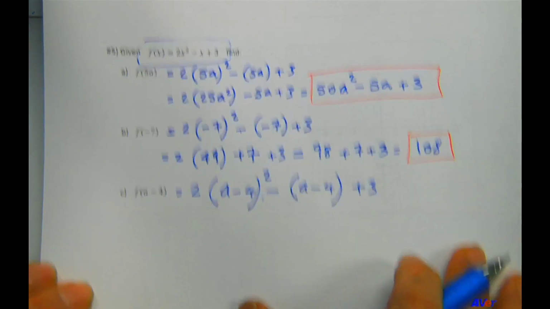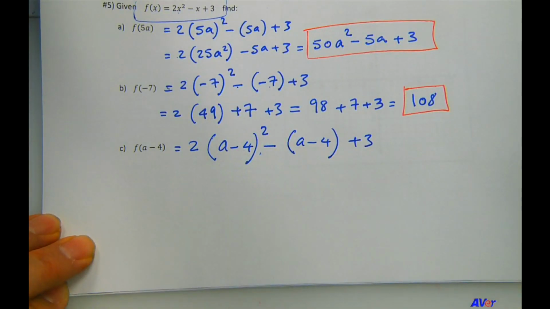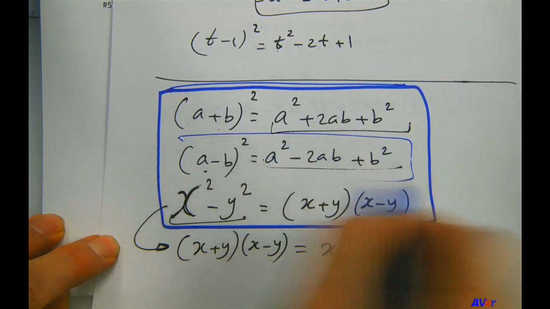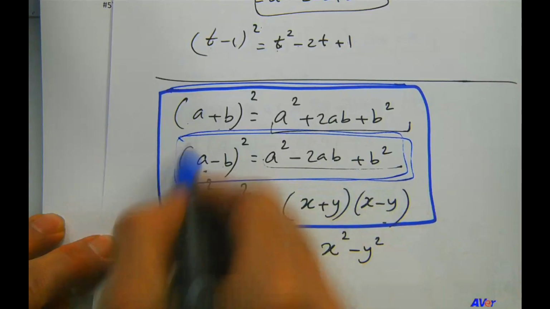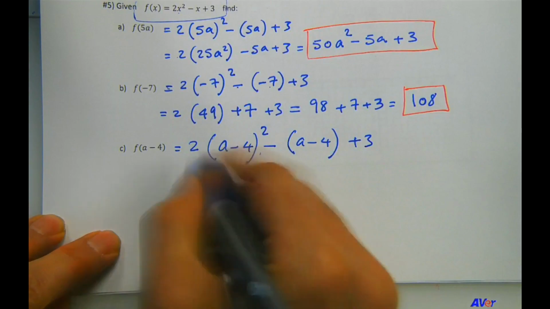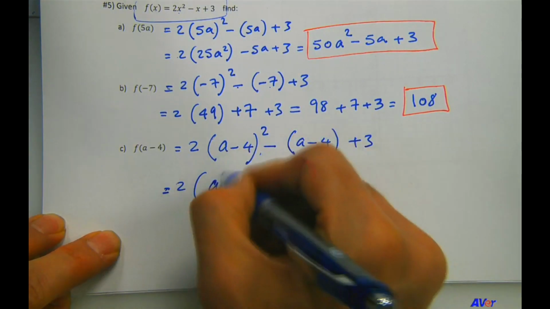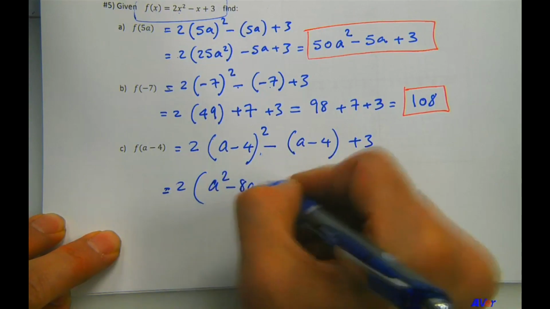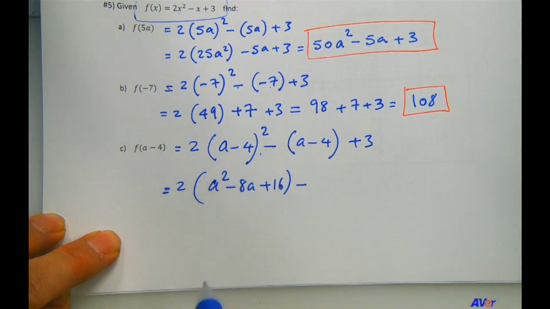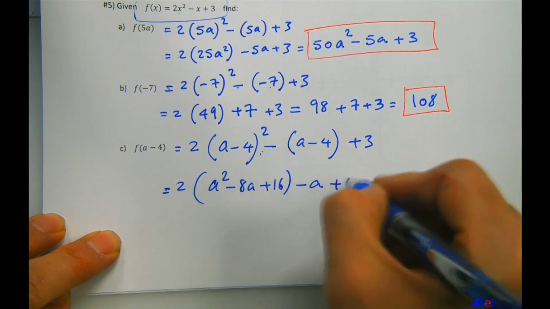Are we done? No, because we need to expand this, right? Expand this using this special product formula, that one. A minus b squared, we're going to apply that again. These 3 formulas that I ask you to remember. Very, very important. So 2 times a squared minus 8a plus 16, if you remember that, it's very easy to expand this. Minus, then let me distribute the minus into this. Minus a, minus minus 4, positive 4.